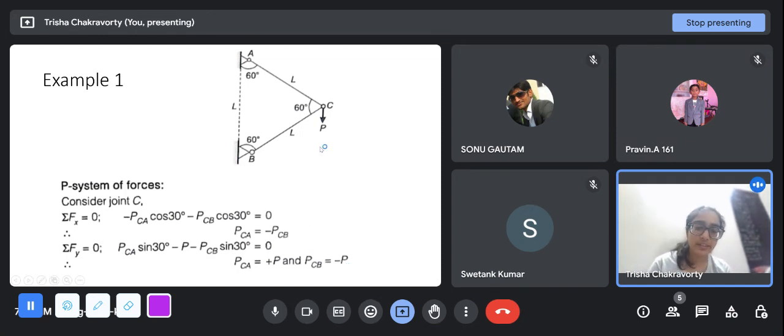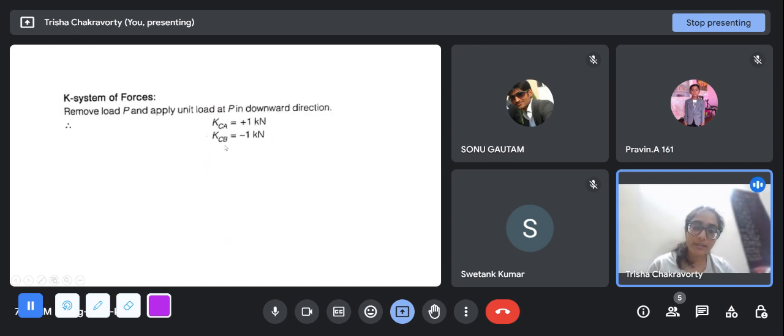The interesting thing is that if there is only one force in a structure and you are replacing it by a unit load, there is a principle of linear superposition. Like in linear elastic bodies, the principle of superposition implies that if the force is multiplied by a factor alpha, then the member forces will also get multiplied by that same factor alpha. So here, when you are calculating the K system of forces, you remove this P and you put a 1, right? So you are dividing the load applied by P, so the member forces will also be divided by P. So KCA will be 1 and KCB will be minus 1, and the sign will remain the same.